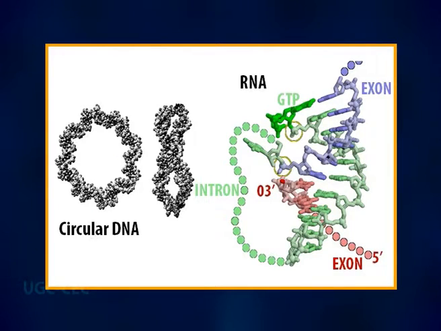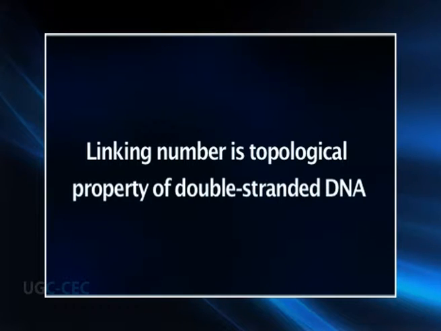For circular DNA molecules, a topological property is one that is unaffected by deformations of the DNA strands as long as no breaks are introduced. Topological properties are changed only by breakage and rejoining of the backbone of one or both DNA strands. Linking number is a topological property of double-stranded DNA because it does not vary when the DNA is bent or deformed as long as both DNA strands remain intact.